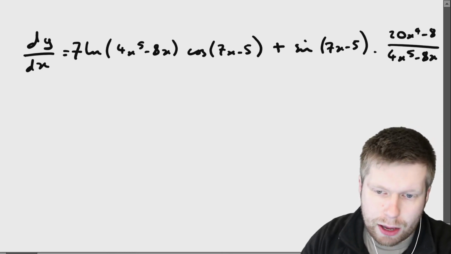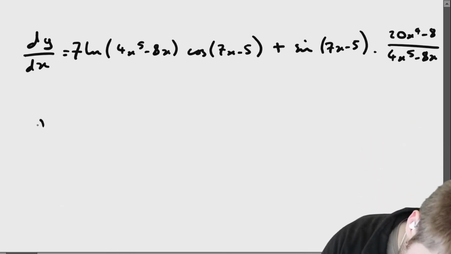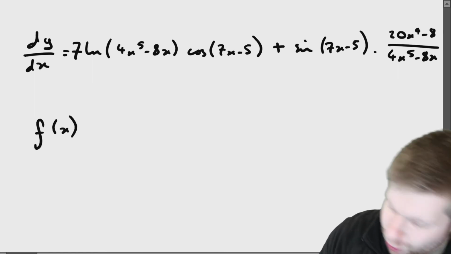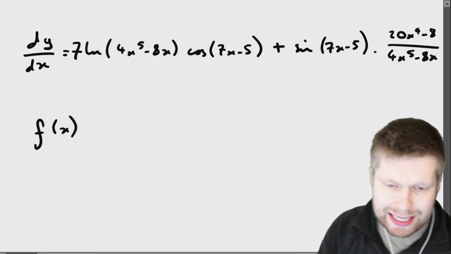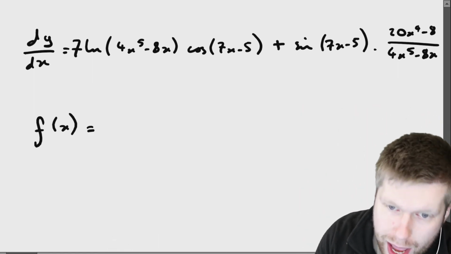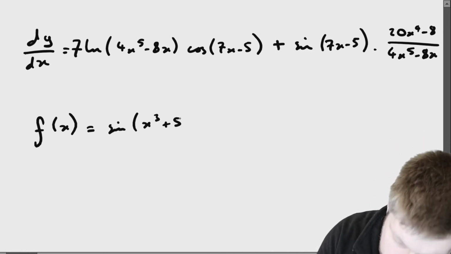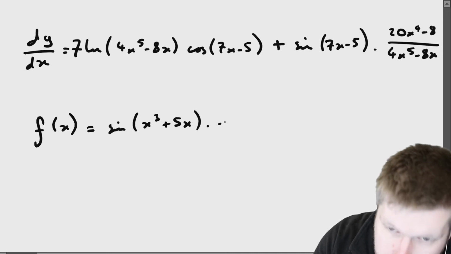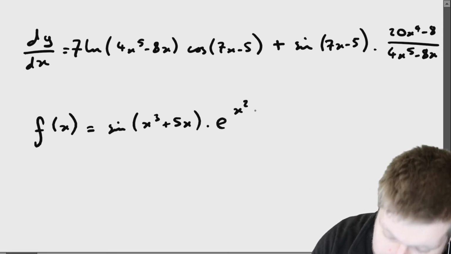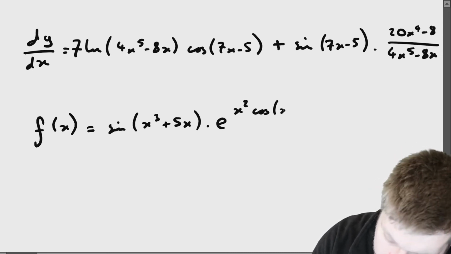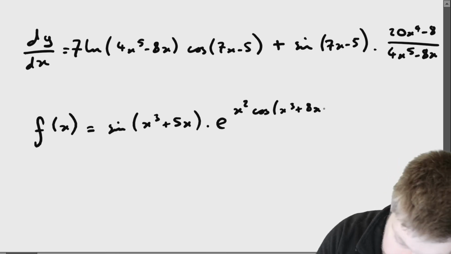Now finally, let's have a look at this function, which is very much chain rule and product rule integrated together. So let's have a look. f of x is equal to sine of x cubed plus 5x, all multiplied by e to the power of x squared, cosine of x cubed plus 8x, like so.